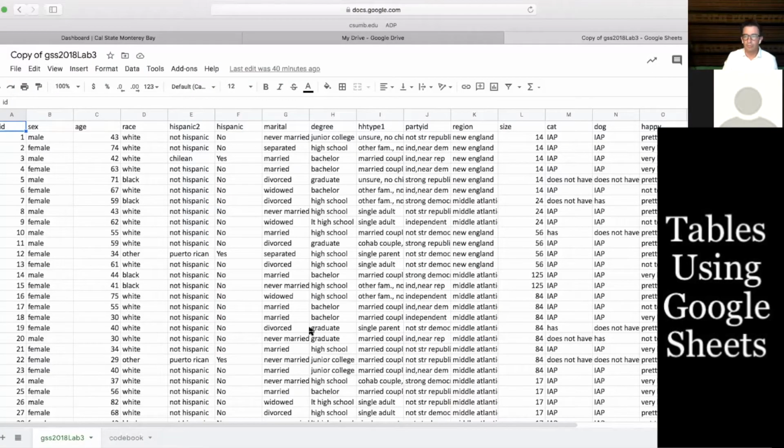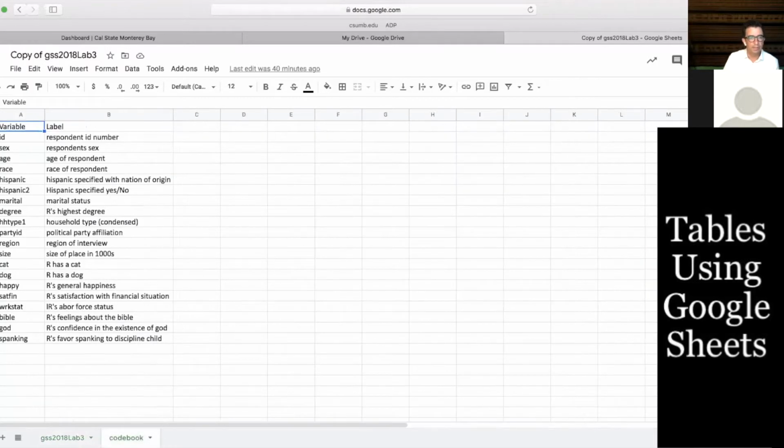Okay, so we have a data set, and now we're going to assess relationships between variables that are measured at the categorical level using Google Sheets. Again, we are using a data set that comes from the General Social Survey, and you are familiar with this data set already. These are the variables that we have.